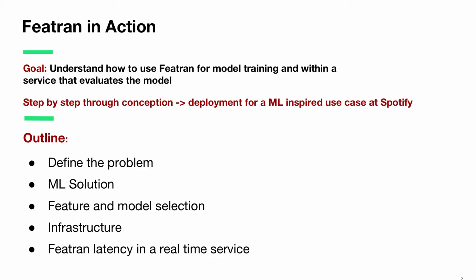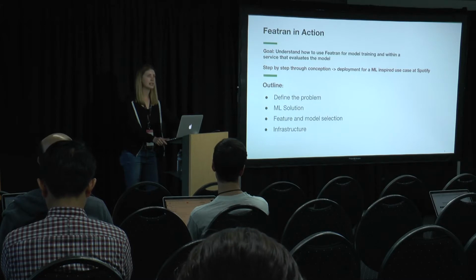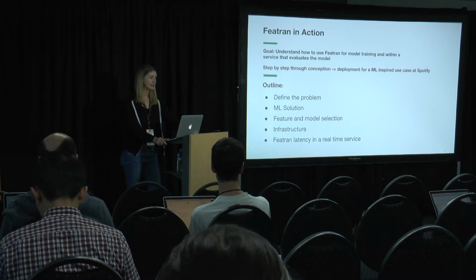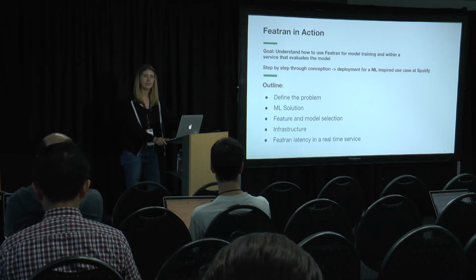A rough outline of what I'm going to be talking about is the following. First off, defining the problem, which is our use case at Spotify, presenting an ML solution for our use case, talking about feature and model selection, going into the infrastructure that we built, which Neville gave you a bit of a preview for, and then talking about feature and latency in a real-time service.